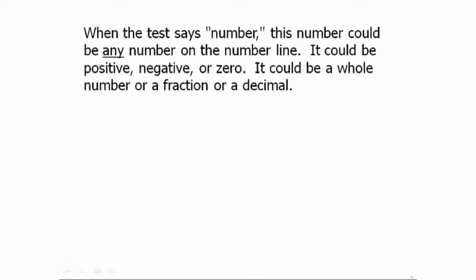When the test says number, this number could be any number on the number line. It could be positive, negative, or zero. It could be a whole number or a fraction or a decimal. This is one of the ways that the test loves to trap people. It loves to begin a math problem: X is a number, and then it goes on, and people assume that since X is a number, it can only be 1, 2, 3, 4, 5. In other words, that it has to be a counting number. People forget about negatives. They forget about fractions and decimals. Very important not to fall into that trap. If you see the word number, you have to be thinking about all these categories all together.